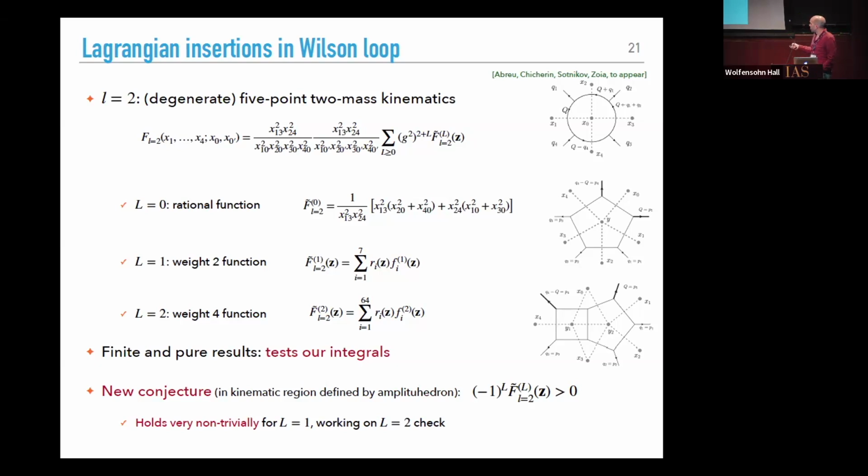Not only that, we can propose a new conjecture. This is valid in a region defined by the amplitude, like the previous one was. And we conjecture that this holds, so that if you expand here for L equals 2, each term in this expansion for L equals 2 will behave in this way. It's trivial to check that it's true for L equals 0. For L equals 1, it's not trivial to check, and in fact, it holds very non-trivially. And we're working on finishing the L equals 2 check.